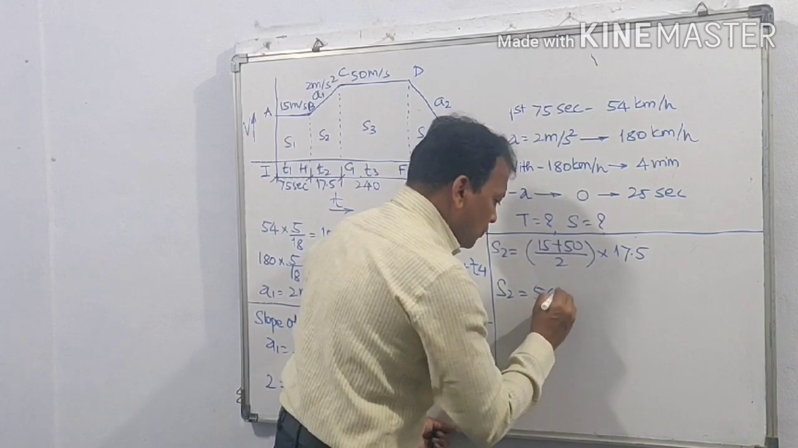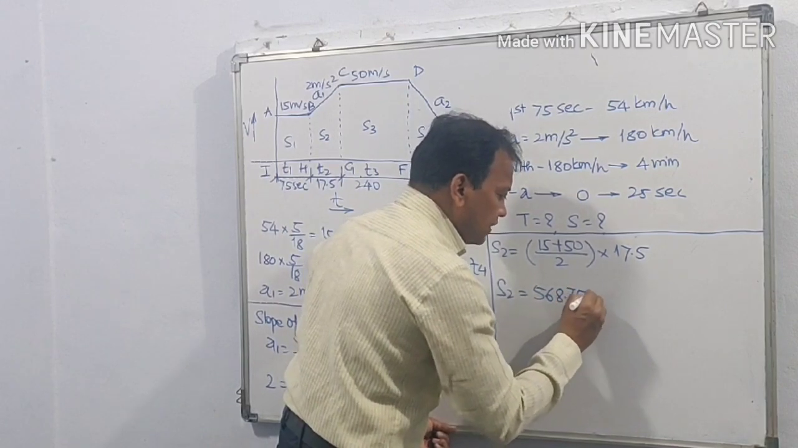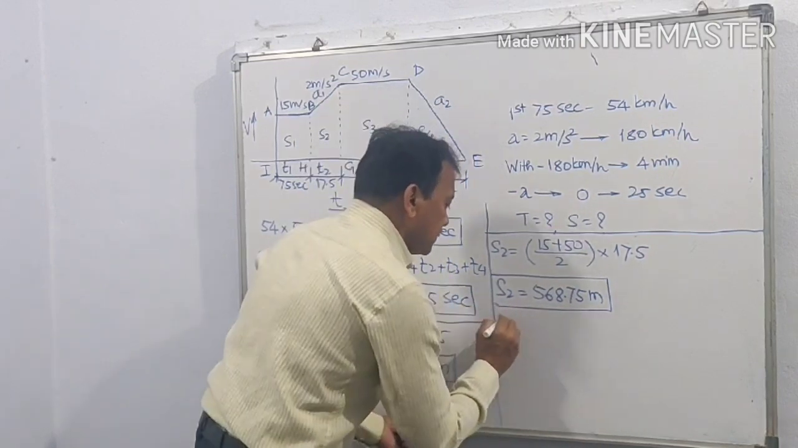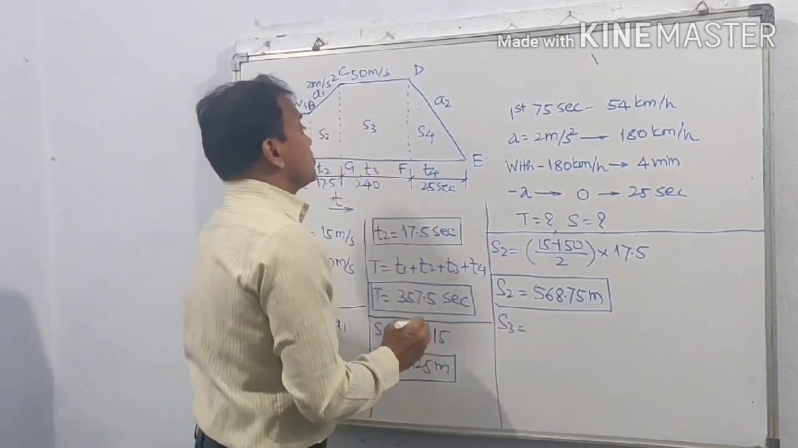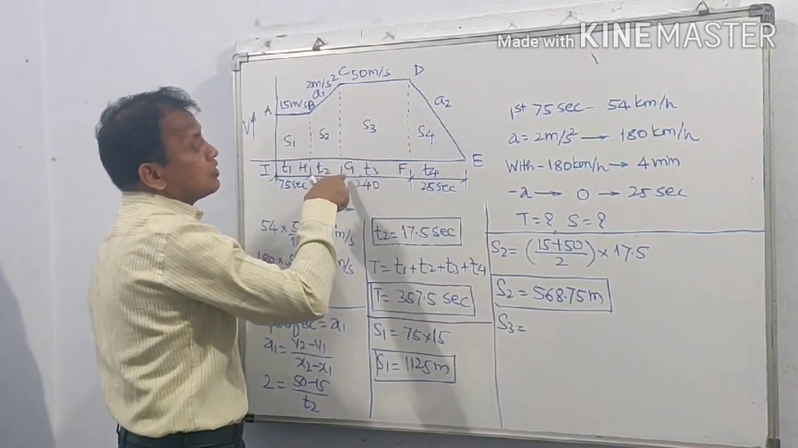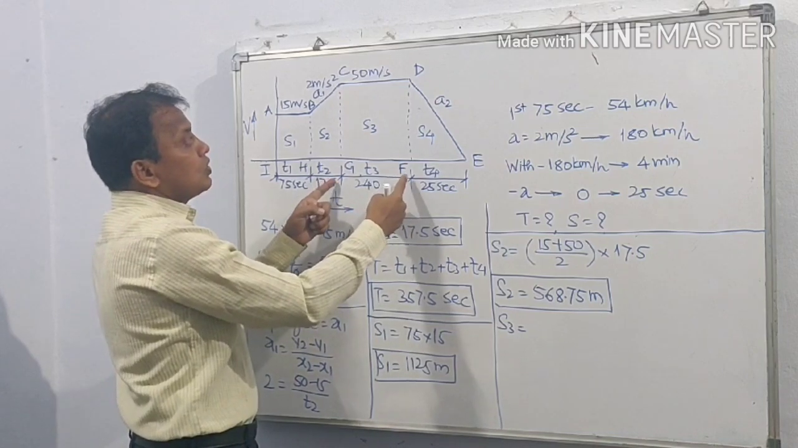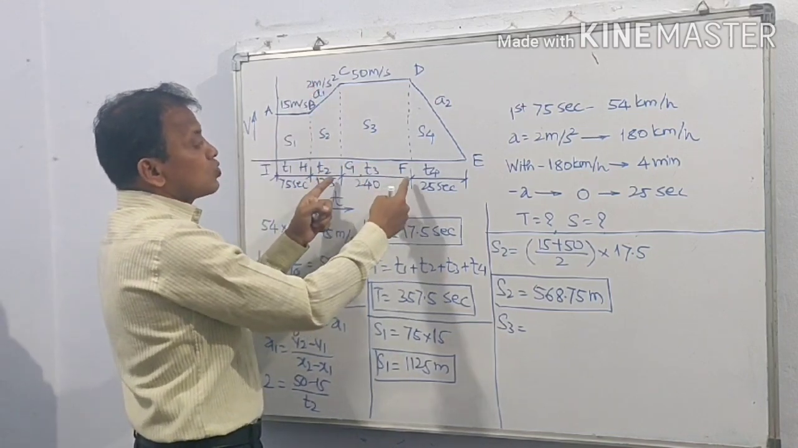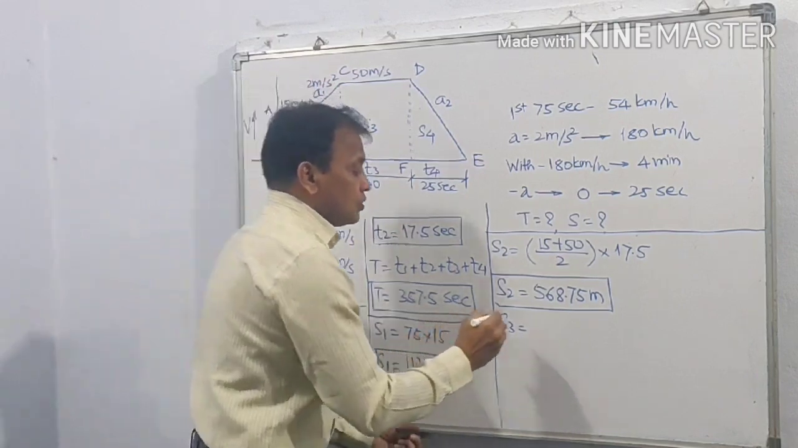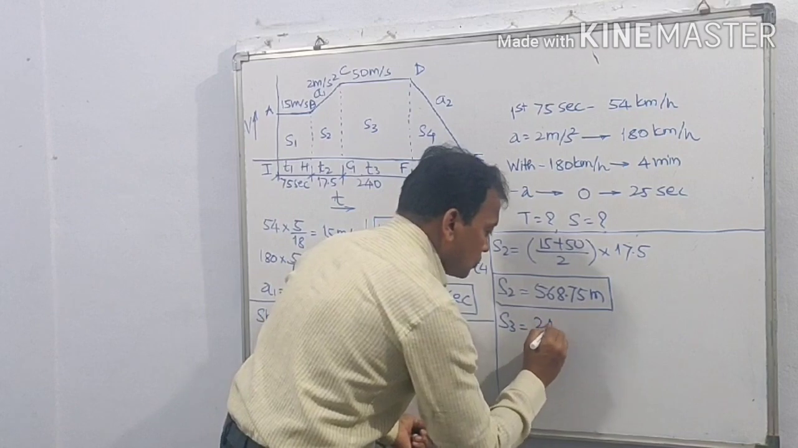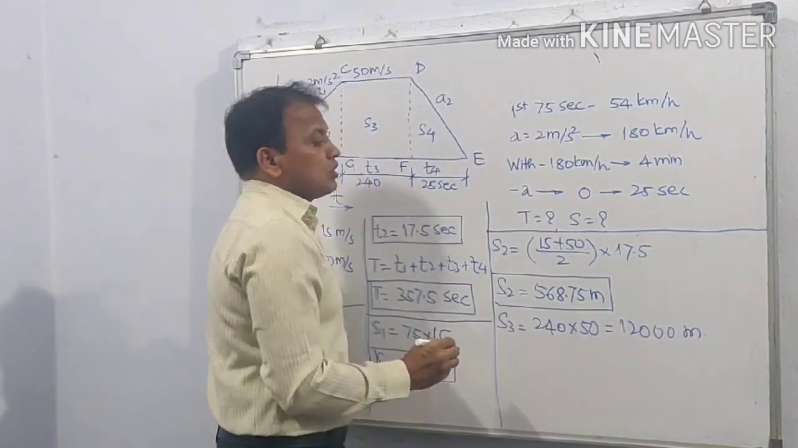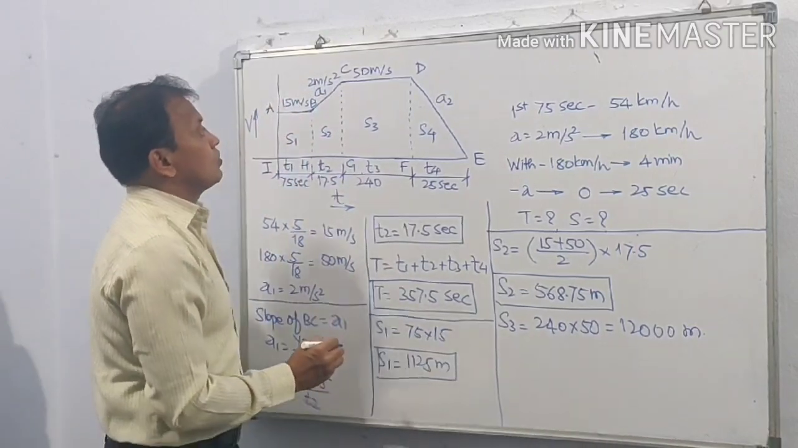S2 is equal to 568.75 meter. Then S3, area of CDFG. So this is equal to T3 into V2, that is 240 into 50. S3 is equal to 12,000 meter.